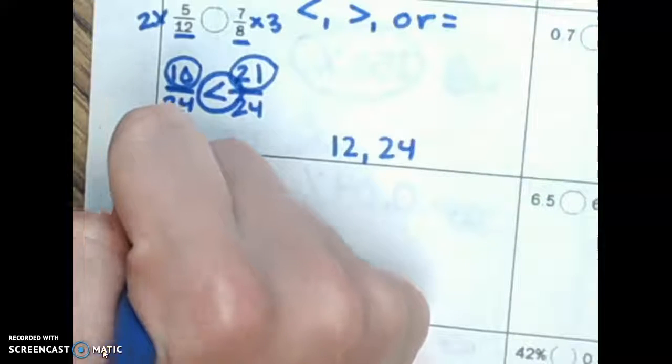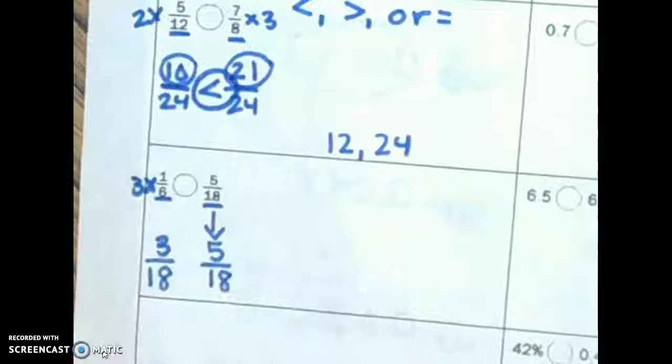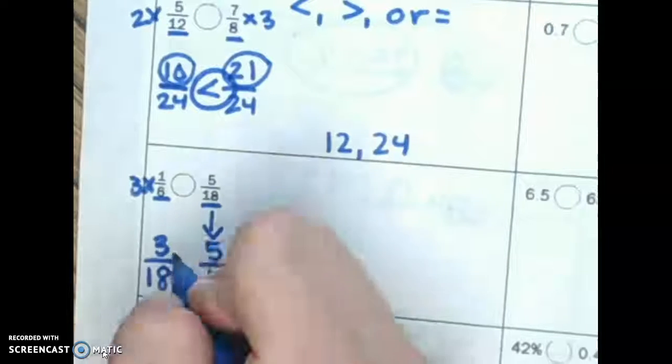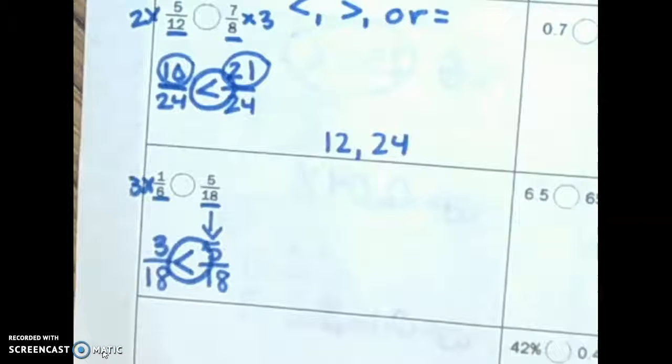6 times 3 is 18, and 3 times 1 is 3. Is 3 less than, greater than, or equal to 5? And the answer is less than. So that's what you do on those.